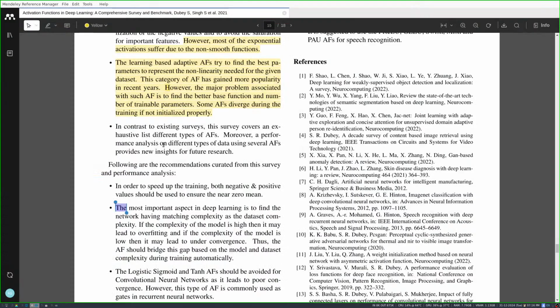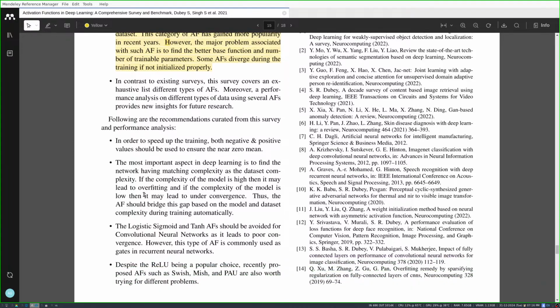So, the most important aspect in deep learning is to find the network having matching complexity as the data set complexity. Following on the recommendation curated from the survey: in order to speed up training, both negative and positive values should be used to ensure the near zero mean. What does this mean?